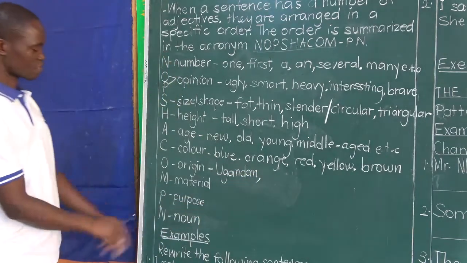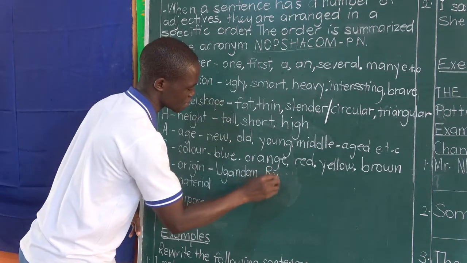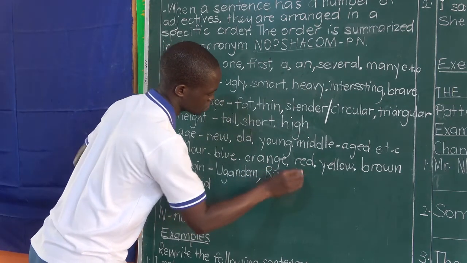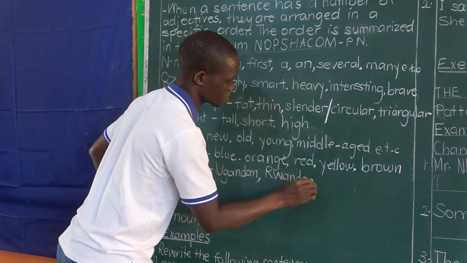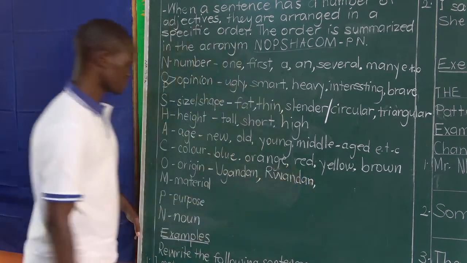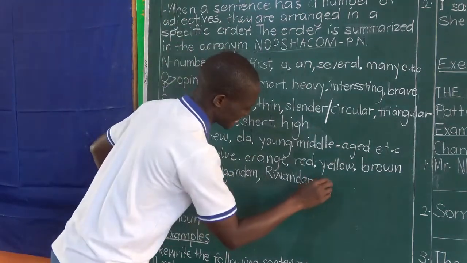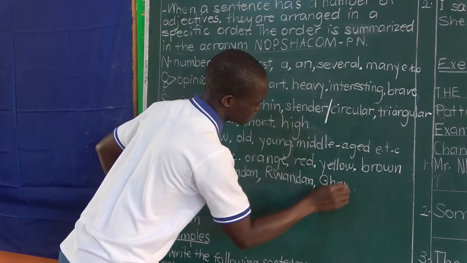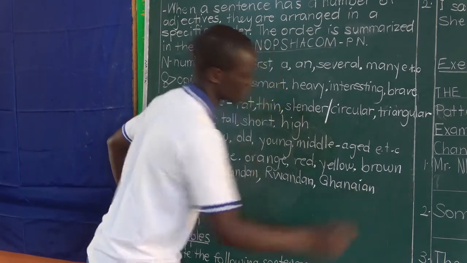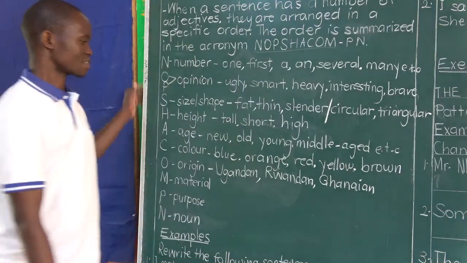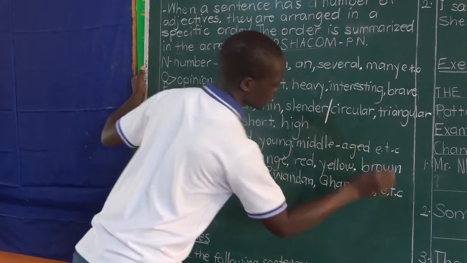Which other proper adjectives can you think of? We have Rwanda, where we form the adjective Rwandan. Some people form Rwandese, which is not bad, but I prefer Rwandan. Next, after Ugandan, Rwandan, Ghanaian, from Ghana. You write Ghana, then you add something like piano. And many others.